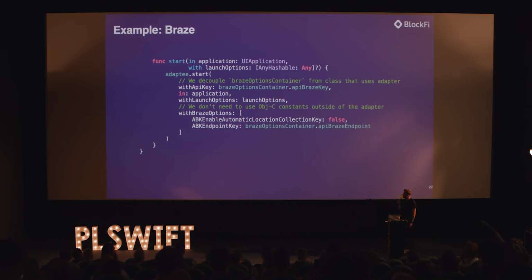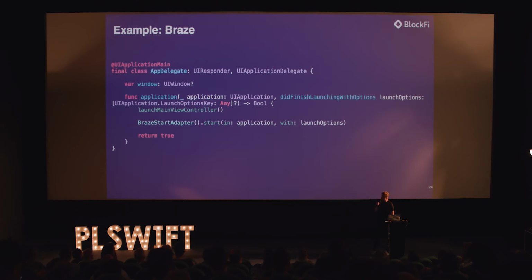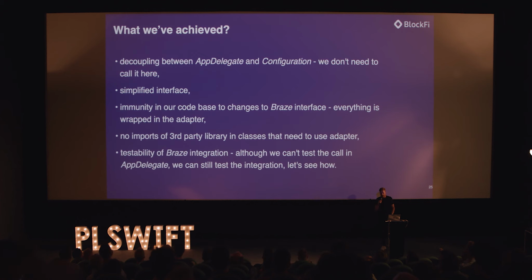So this is the body of the function. In the body of the function, we just use the container, and we use the adaptee to call the starting of the library. And how should we use it? Well, we go to the app delegate where we should start this library. And thanks to this little encapsulation, we just call start with the parameters that are in the app delegate.